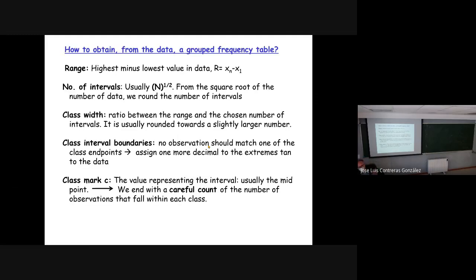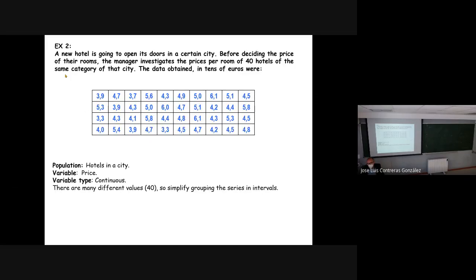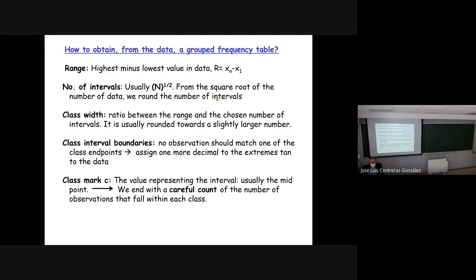So how do we do this? First of all, we have to define the range. The range is the highest value minus the lowest value. We have to know that prices of rooms go from some value like 33, more or less, to 61 euros per night. This is the total range of values, the interval in the real line where the data are found.